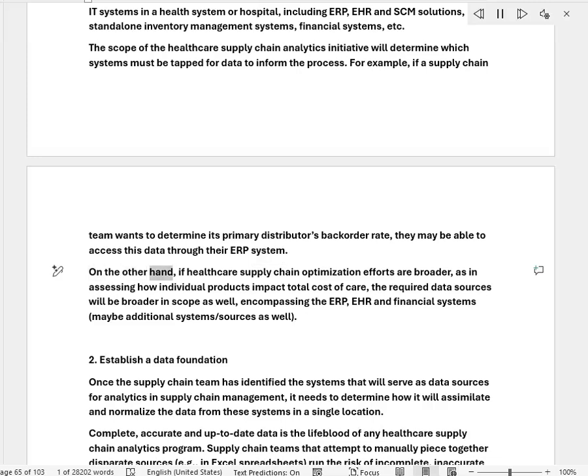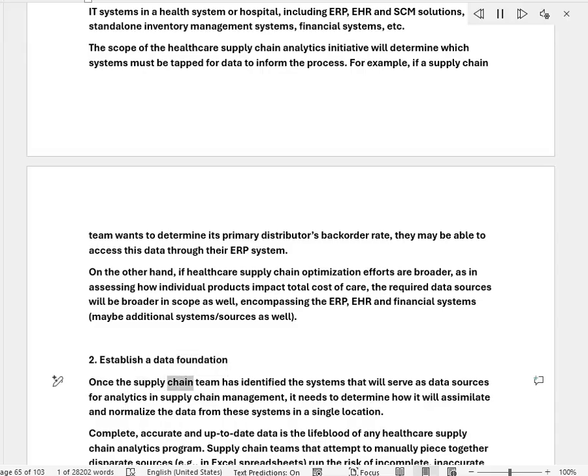On the other hand, if healthcare supply chain optimization efforts are broader, as in assessing how individual products impact total cost of care, the required data sources will be broader in scope as well, encompassing the ERP, AIR, and financial systems, maybe additional systems/sources as well. 2. Establish a data foundation.